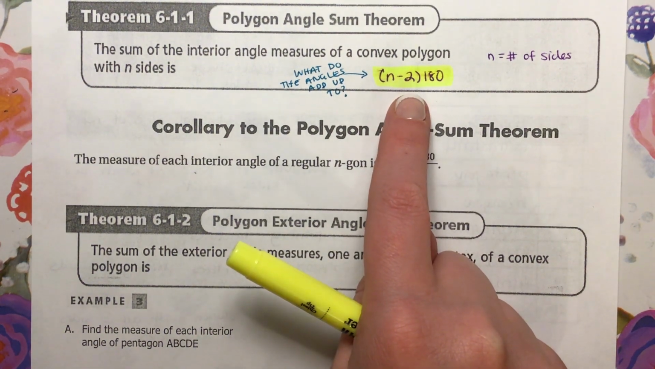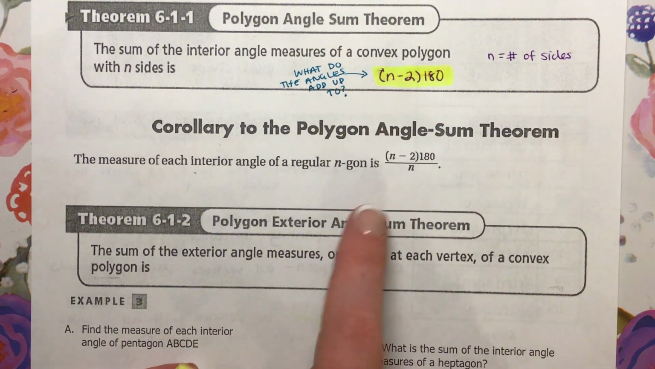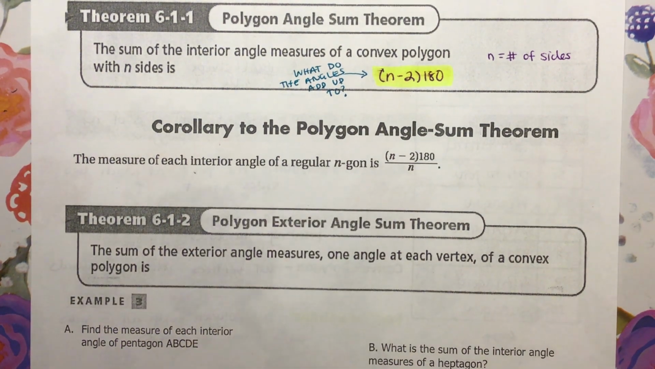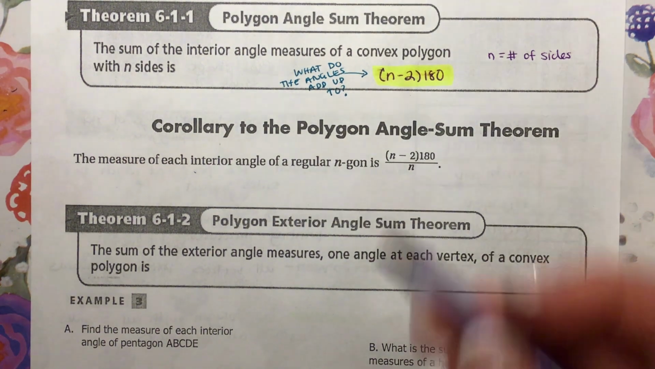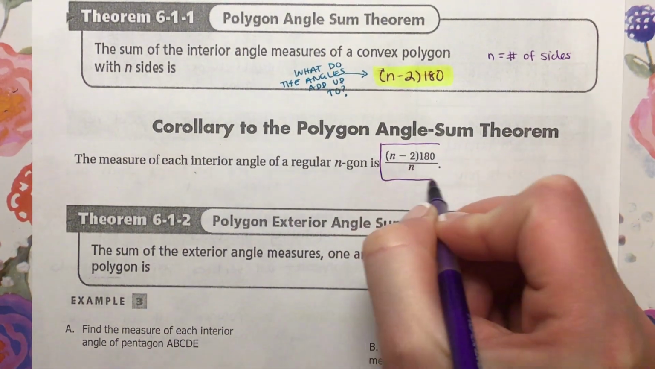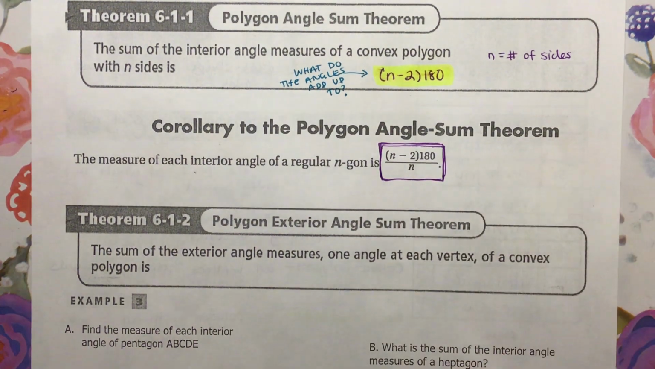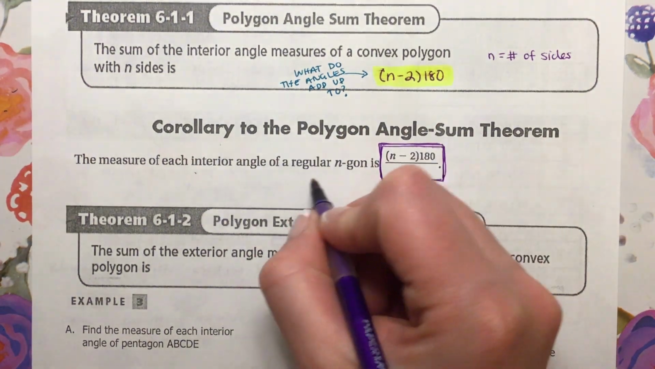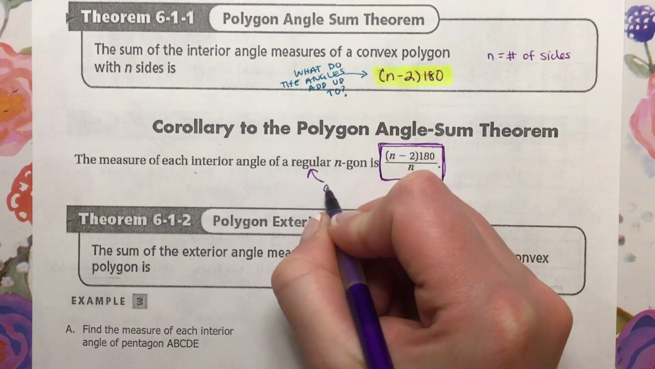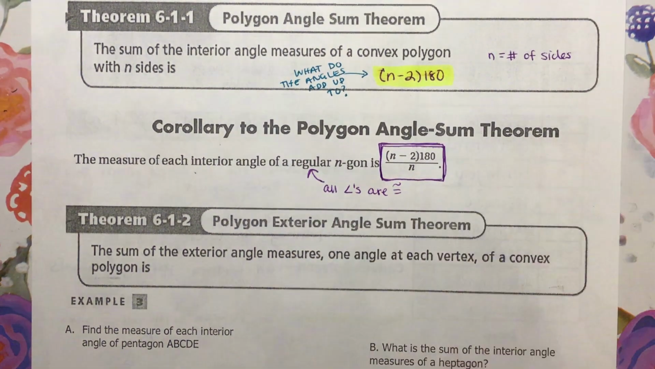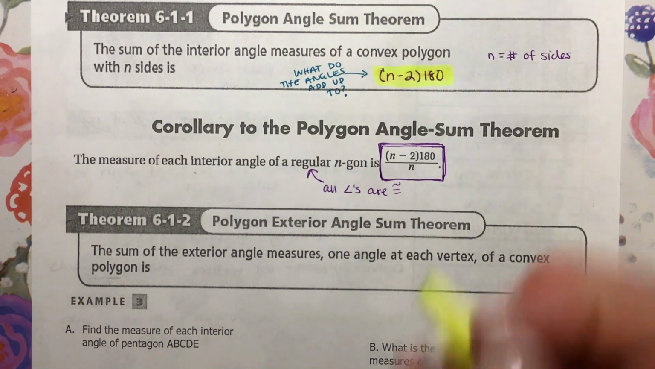What if I want to find the value of just one? Well, if I want to find the value of just one, so the measure of each interior angle of a regular polygon is going to be n minus 2 times 180 divided by however many angles there are. Because remember, a regular polygon is going to have all congruent angles and sides. So I'm going to put regular there, and I'm just going to remind you all angles are congruent in that type of shape. So this is just another formula that we're going to use.